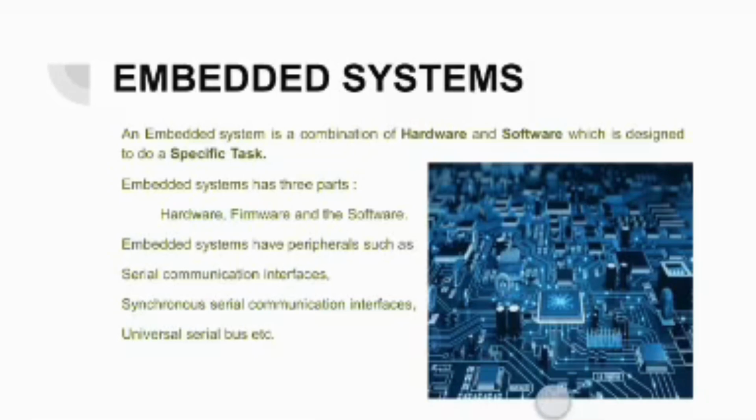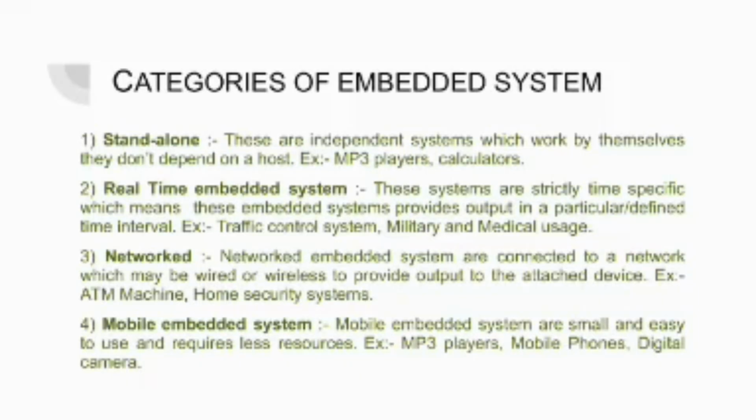Now, embedded system. An embedded system is a combination of hardware and software which is designed for a specific task. An embedded system has three parts: hardware, firmware, and software. Embedded systems have peripherals such as serial communication interfaces, synchronous serial communication interfaces, and universal serial bus, etc. They can be categorized into four types: standalone, real time embedded system, networked, and mobile embedded system.